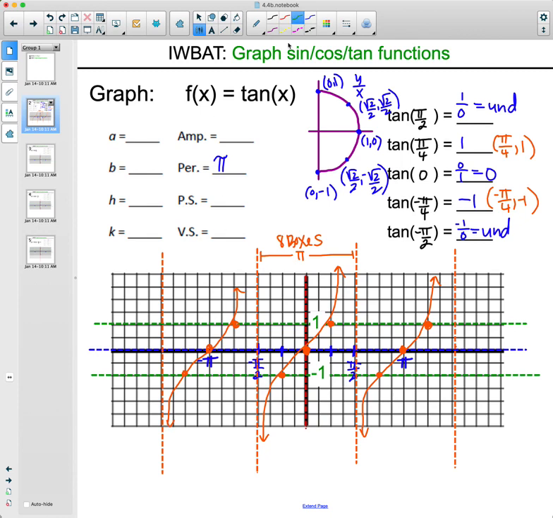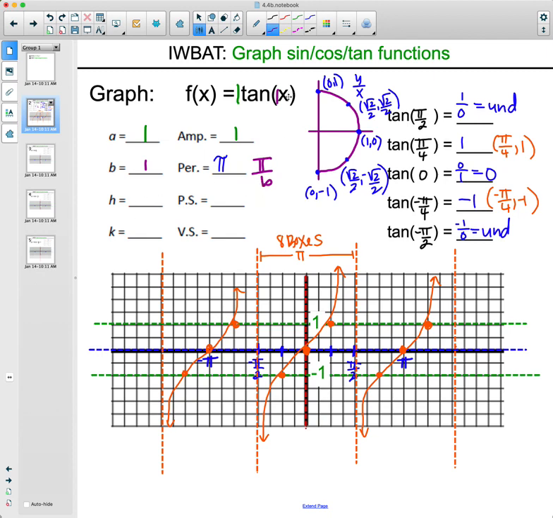So your amplitude, again, remember, is your A value. So in this case, it's 1. So our amplitude is 1. The B value here is inside. This one is 1. Okay, the normal period for tangent is pi. So when you're figuring out the period for tangent, it's pi over b, versus for sine and cosine, it was 2 pi over b.